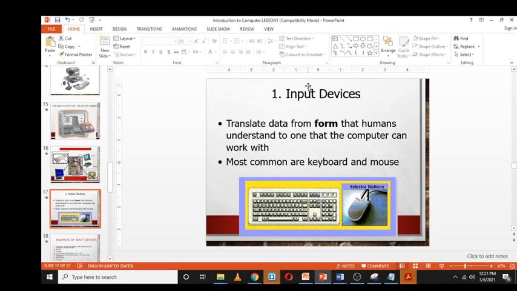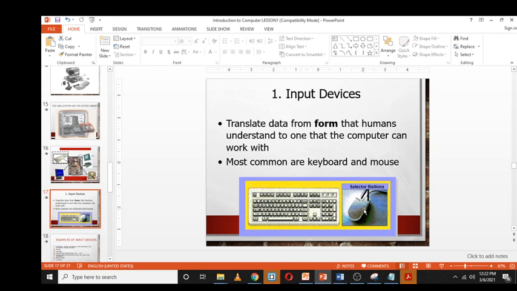Okay, now let's try to understand input devices. Remember, we say all the input devices are hardware. Now what are input devices? Input devices mainly translate data from a form that humans understand to one that the computer can work with. Most common are the keyboard and mouse. So input devices, in other words, are those devices that you can use in order to put data into the computer. For example, a keyboard: the moment that you are typing using a keyboard, which is hardware, at the same time it's an input device. You're putting data within the computer, that falls under input.